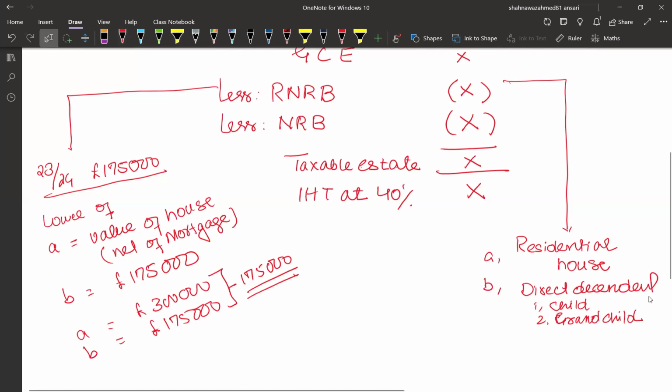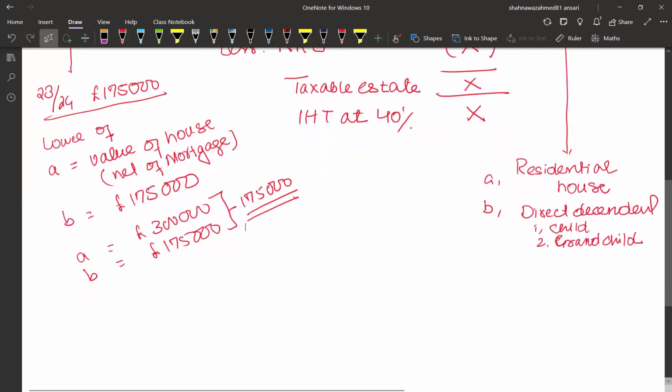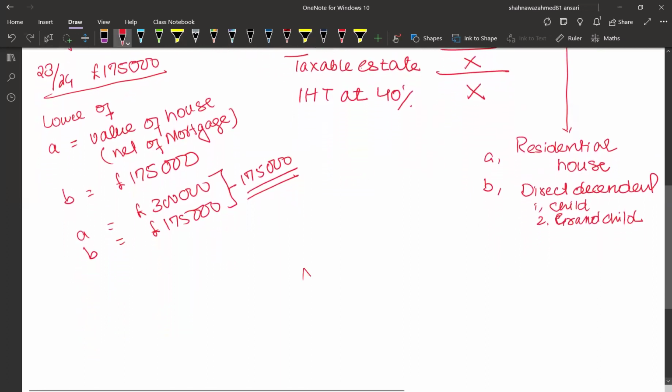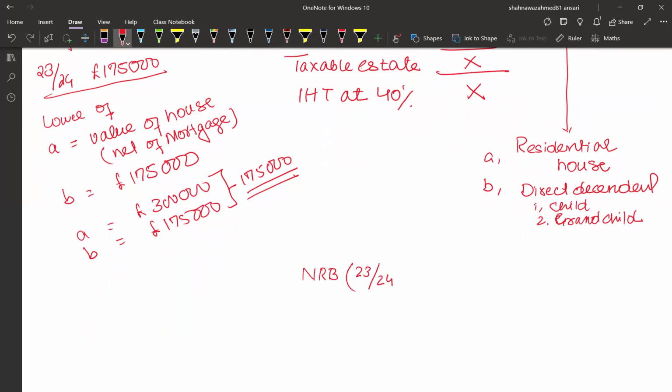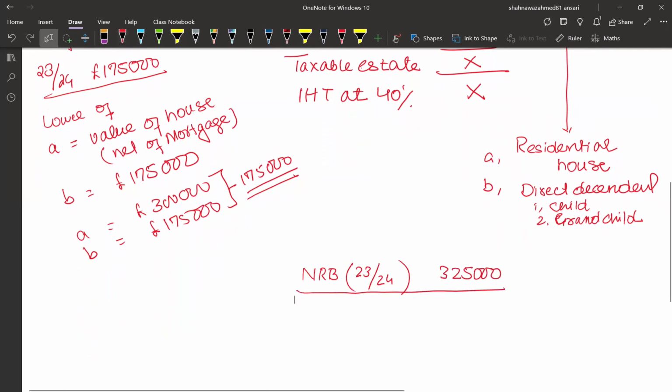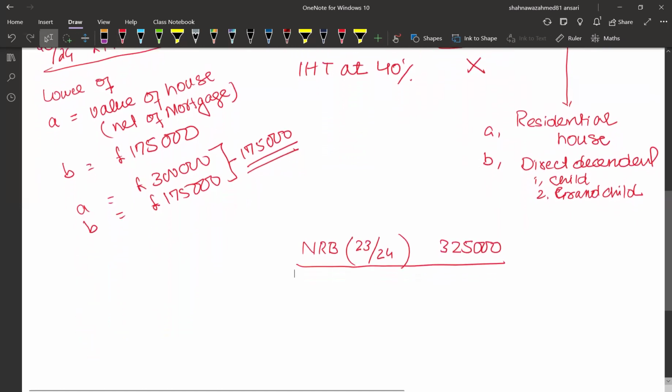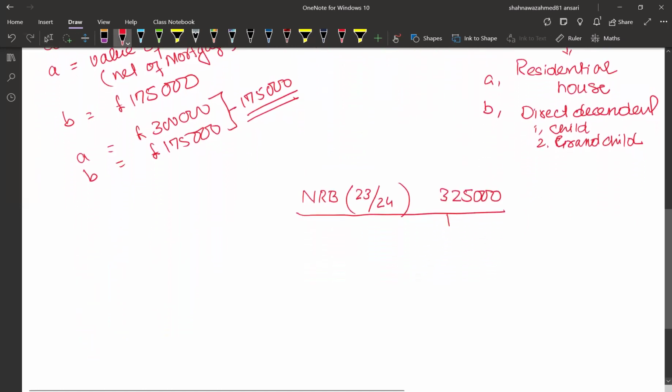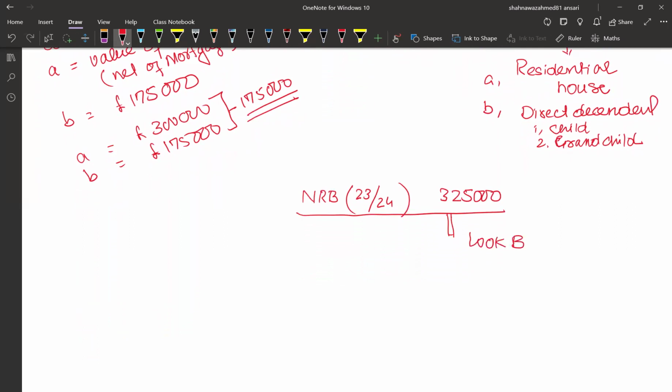After that, we need to identify how much NRB is available. The NRB for the tax year 23-24 is 325,000. But in order to use this particular NRB in the death estate computation, we have to first apply the rule called the look back 7 years rule.